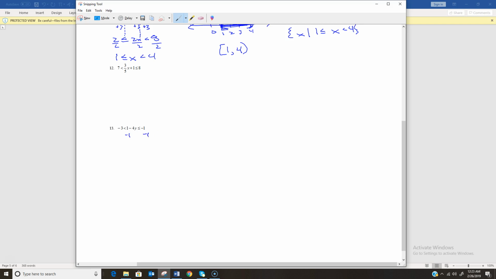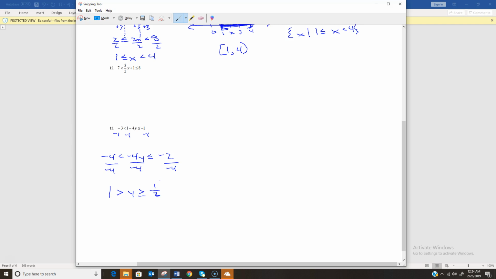So if I subtract 1 from all parts, I get -4 is less than -4y is less than or equal to -2. Now at this point, I have to divide by a -4. But when you divide by a negative, you're supposed to switch all the signs. So y is greater than 1/2, and this is greater than or equal to 1. But you notice how now we have the smaller number on the right side.